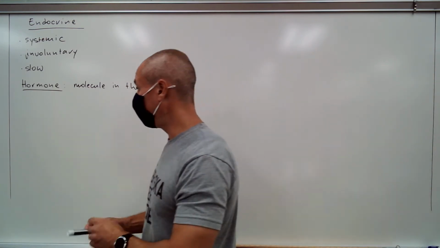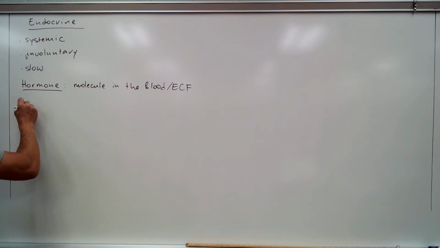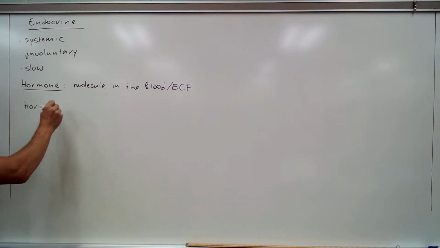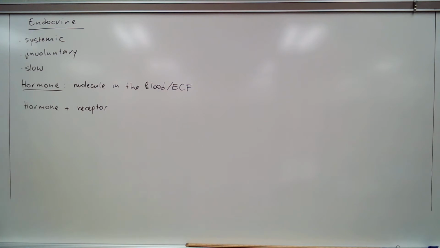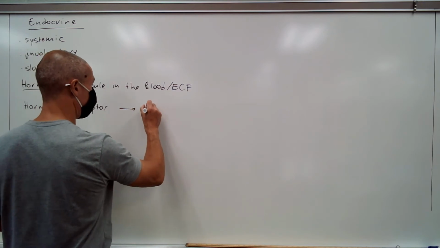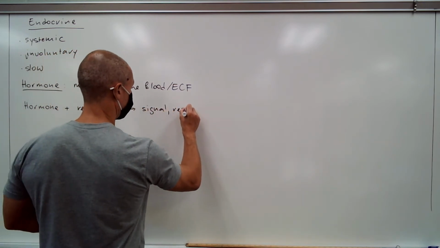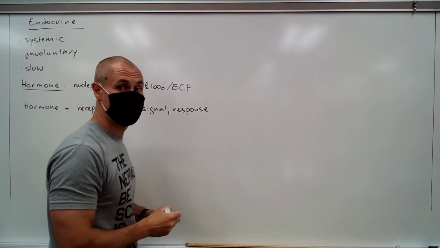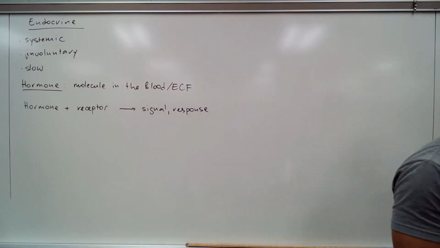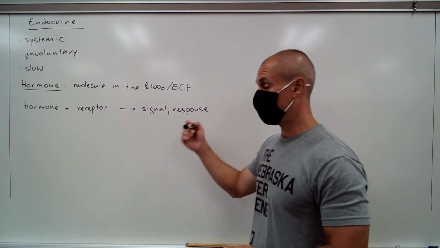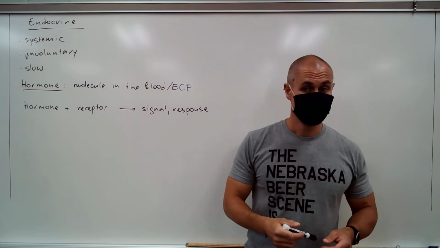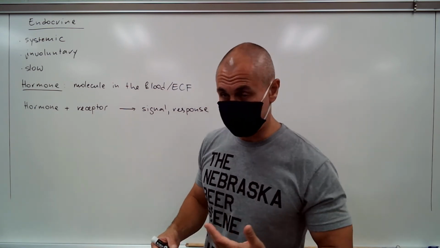Now, another fundamental concept in the endocrine system. A hormone has to interact with a receptor, always. Okay? It interacts with a receptor. What's the result of that interaction? Some kind of a signal. Does it make sense? And generally speaking, hormonal responses are regulated by negative feedback.